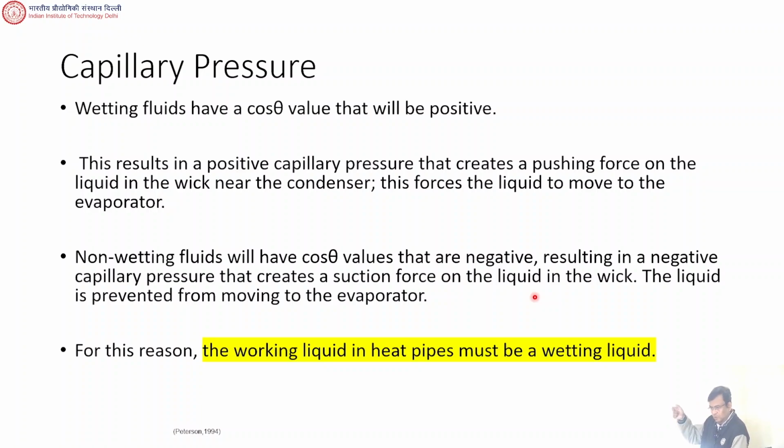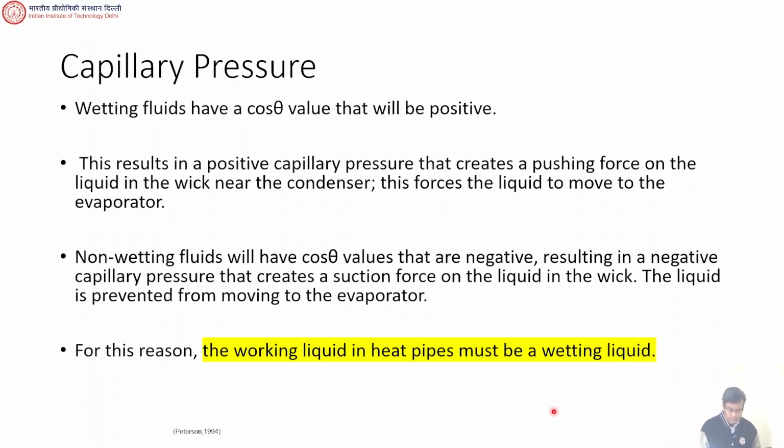You need to move the fluid from the condenser to the evaporator, right? So the working fluid in heat pipes must be wetting fluids. So you choose the liquid and solid combination in such a way that you get good capillary force, so good movement of the liquid there.